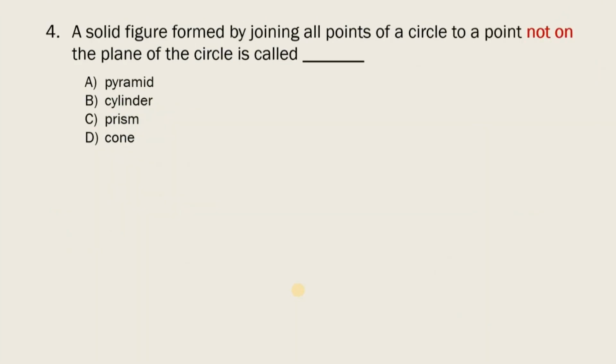Question 4. A solid figure formed by joining all points of a circle to a point not on the plane of the circle is called a pyramid, a cylinder, a prism, or a cone. Pause the video whilst you decide.